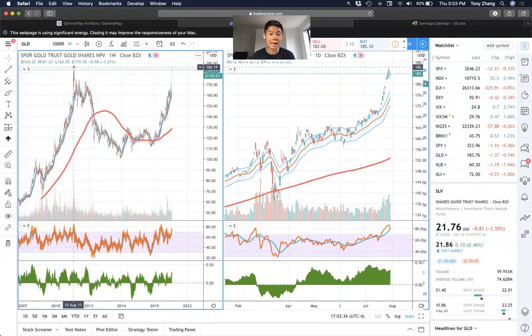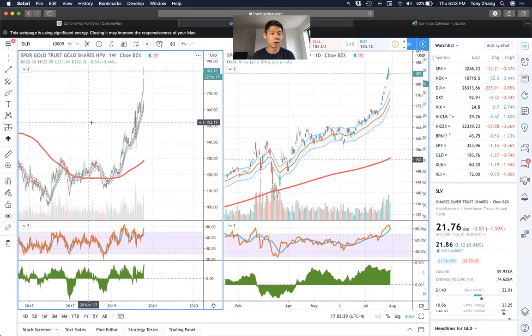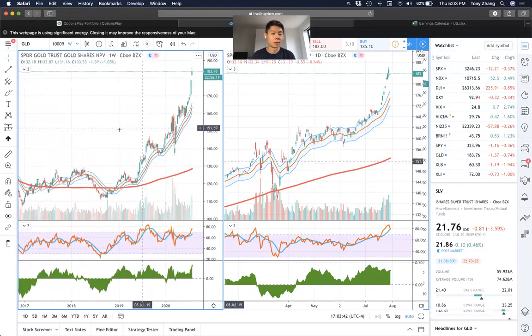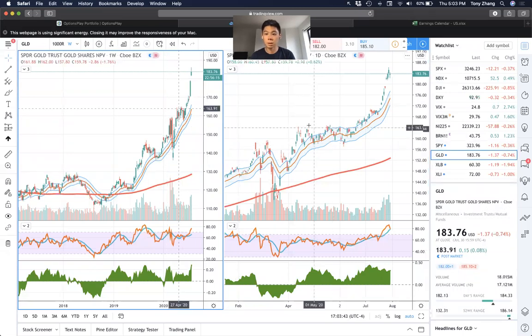My hunch is that it can, because I think the dollar is going to continue to weaken, but I do see further upside in silver than in gold at the moment.